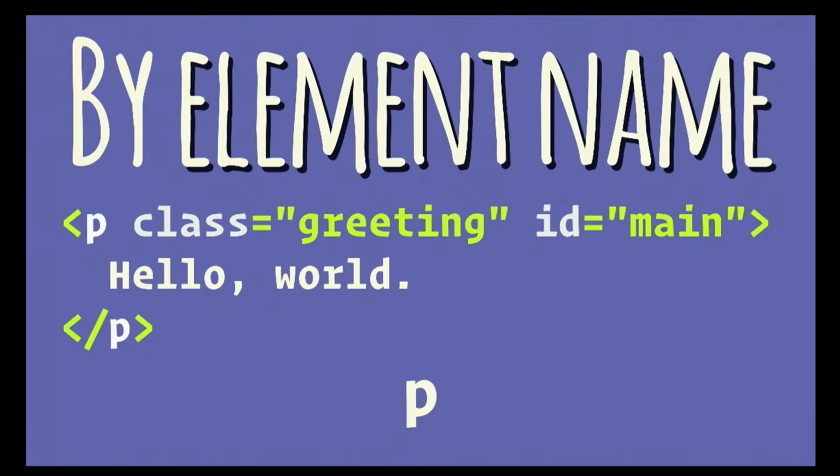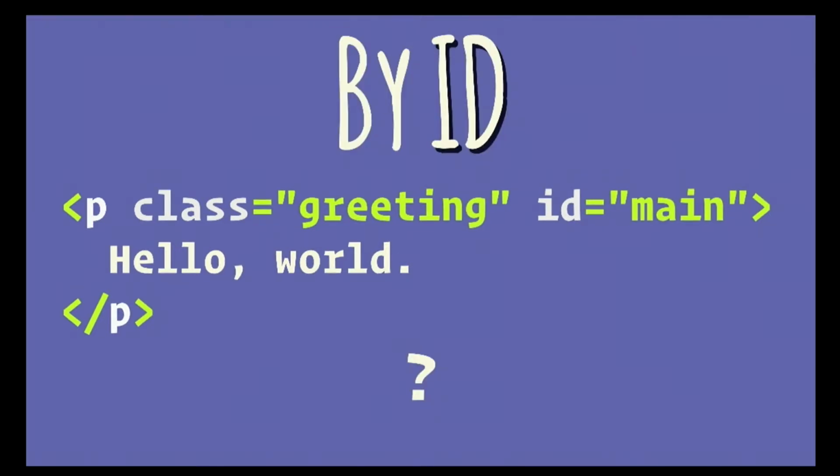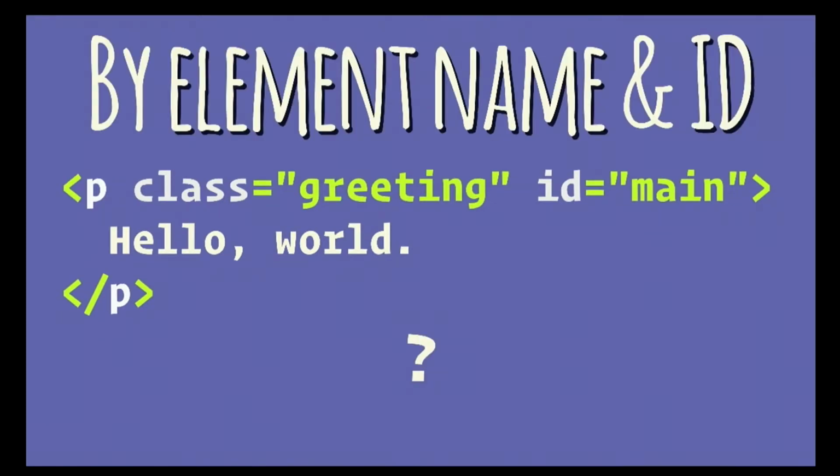Just P, right? How about by ID? Hash main, right? Hash for an ID. And, by element name and ID. Suppose you want to specify that you're not just looking for any old element with an ID of main. You're looking specifically for a paragraph with an ID of main. You know how to do that? Didn't actually talk about it yesterday.